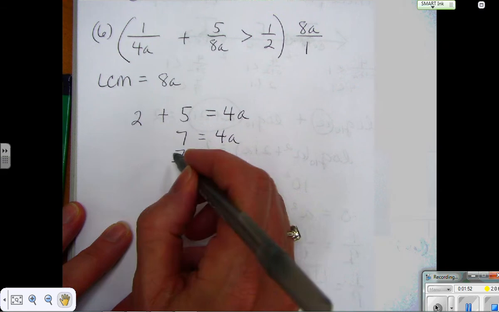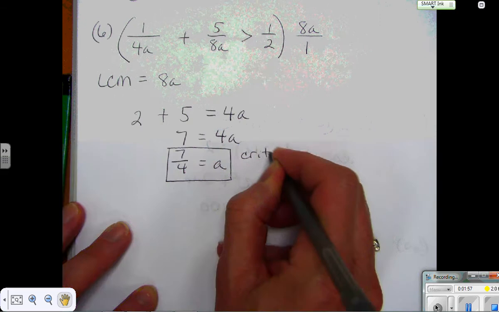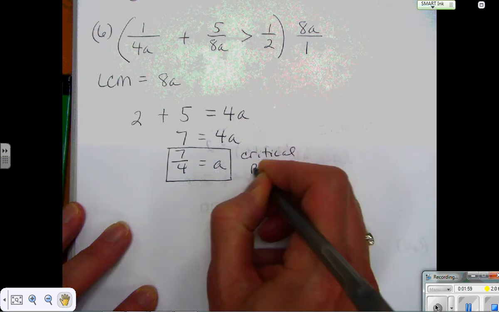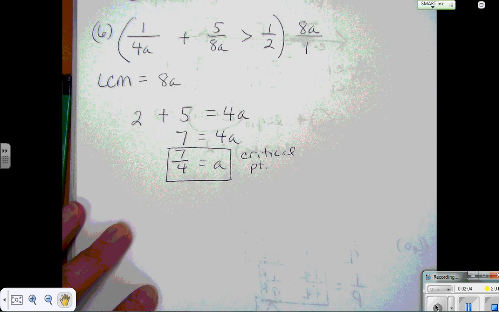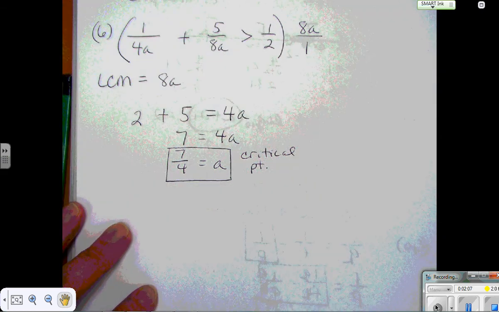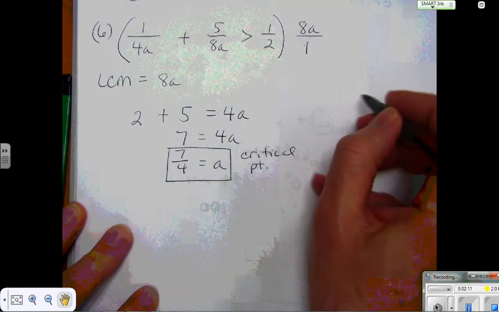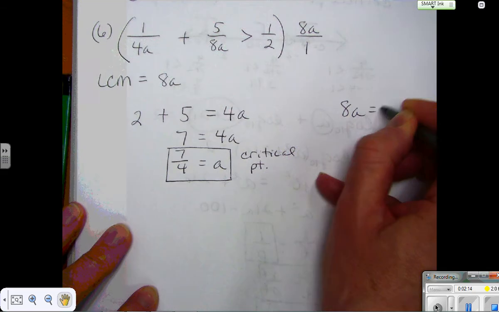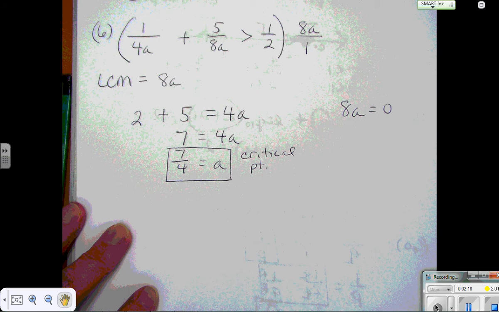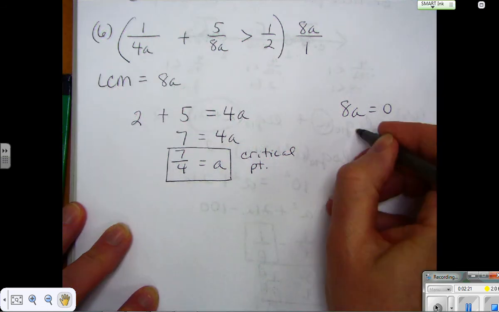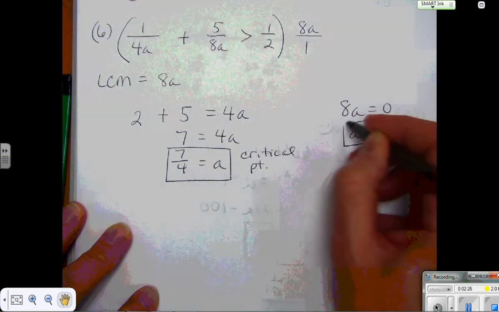Okay, so this value that I just found is called a critical point. Now you usually have 2 critical points. One from the solution of the problem, and then one from the LCM when I set the LCM equal to 0. Any factor of the LCM that has a variable, you need to set equal to 0 and solve. Okay, so this is my second critical point right here.